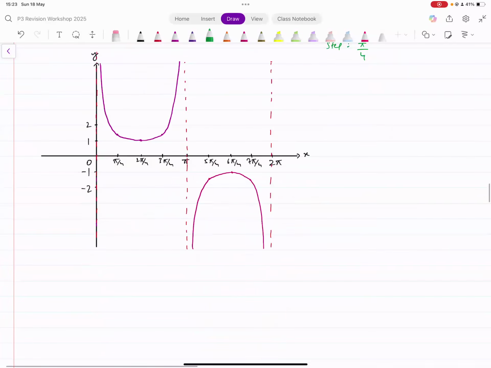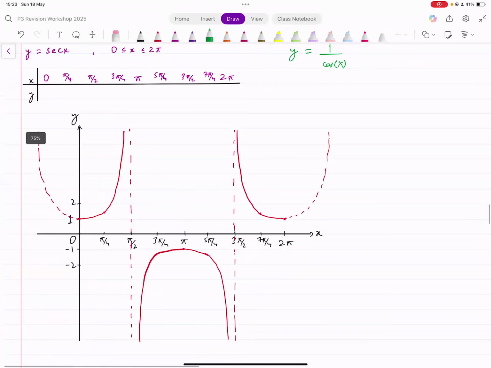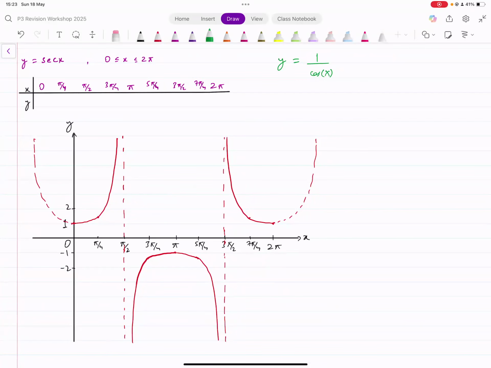That's the graph of cosecant. Secant looks similar to that. It's just shifted to the left by pi over 2 units.